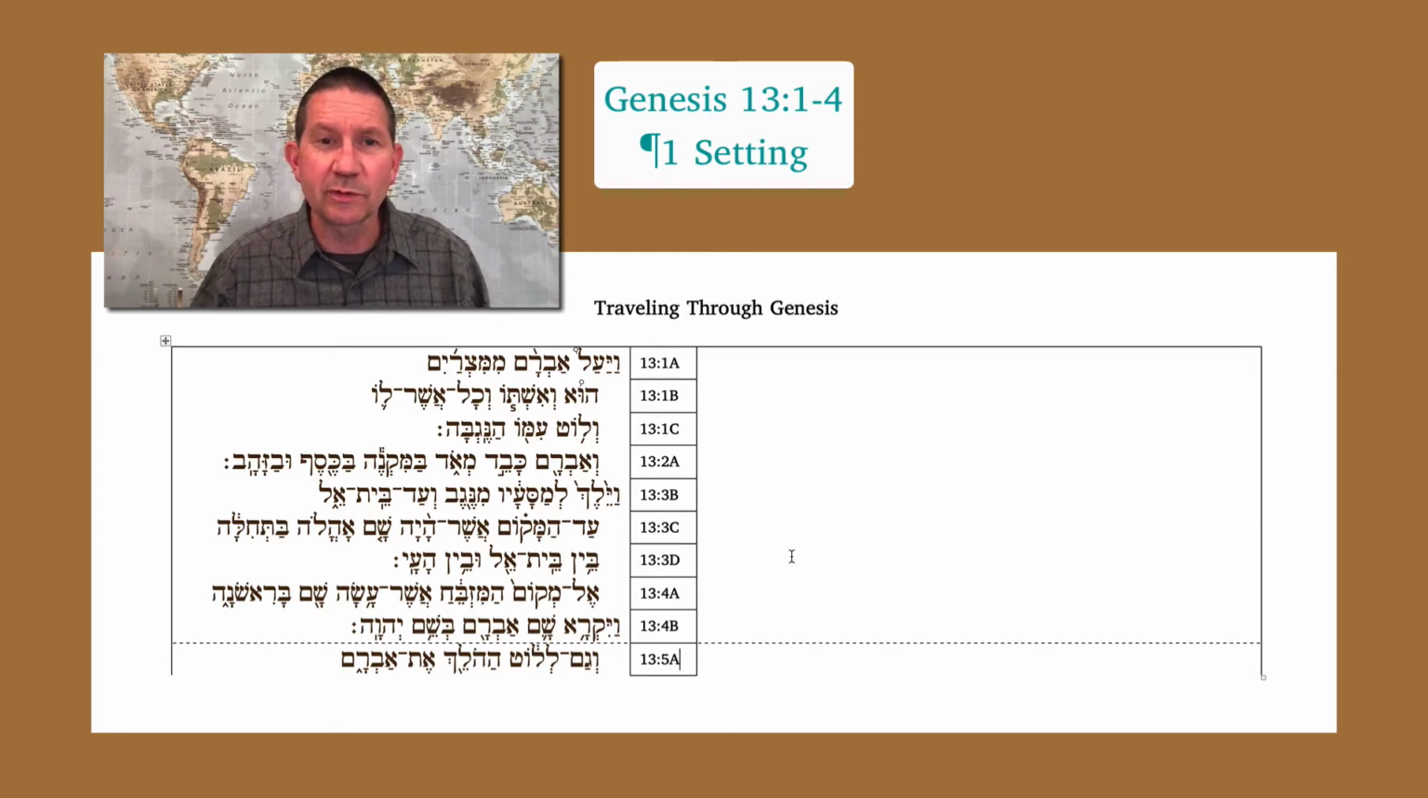This episode starts with Vaya'al Avram Mimitzrayim, and maybe one of the things that stands out to us right away is that it doesn't start with Vayahi and it doesn't start with a noun clause. So what is it that makes this a paragraph?